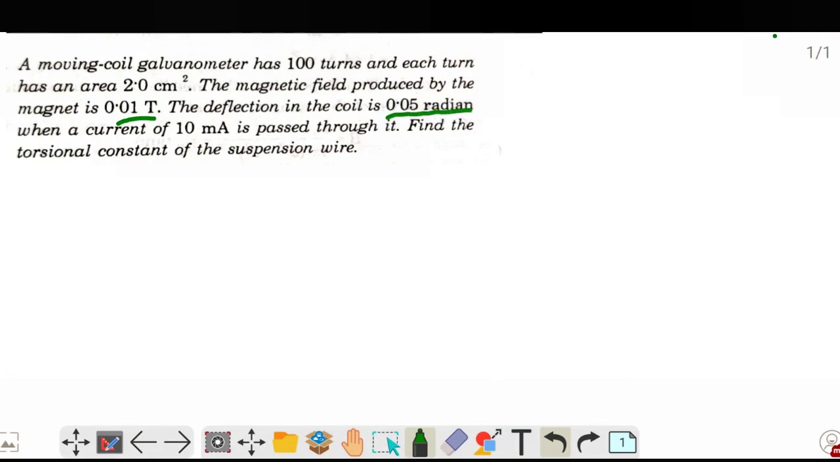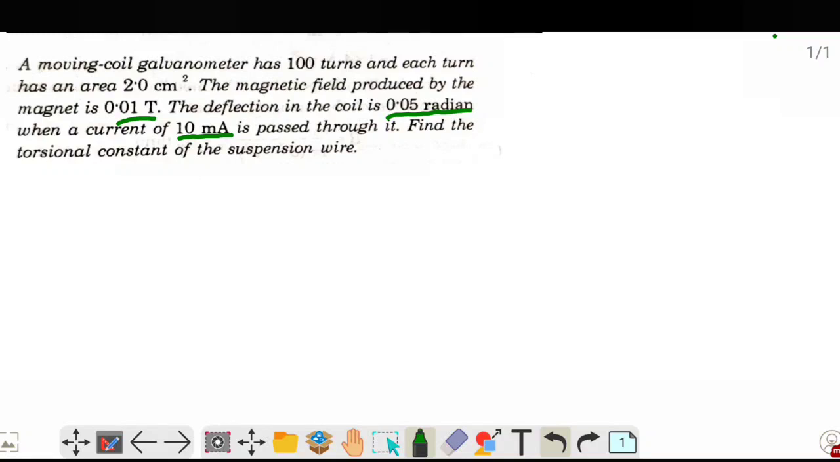So this is the deflection, when a current of 10 milliampere is passed through it, so the current is 10 milliampere. You have to observe this unit carefully, because other units are in, suppose this is in centimeter square, one is in Tesla, angle is in radian. Find the torsional constant of the suspension wire.